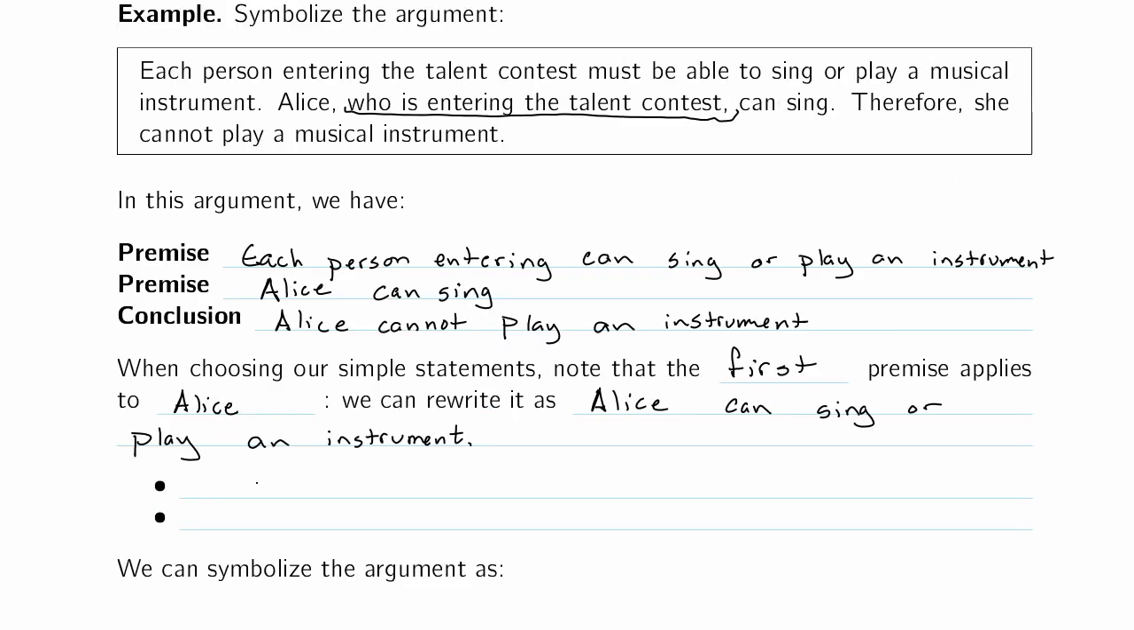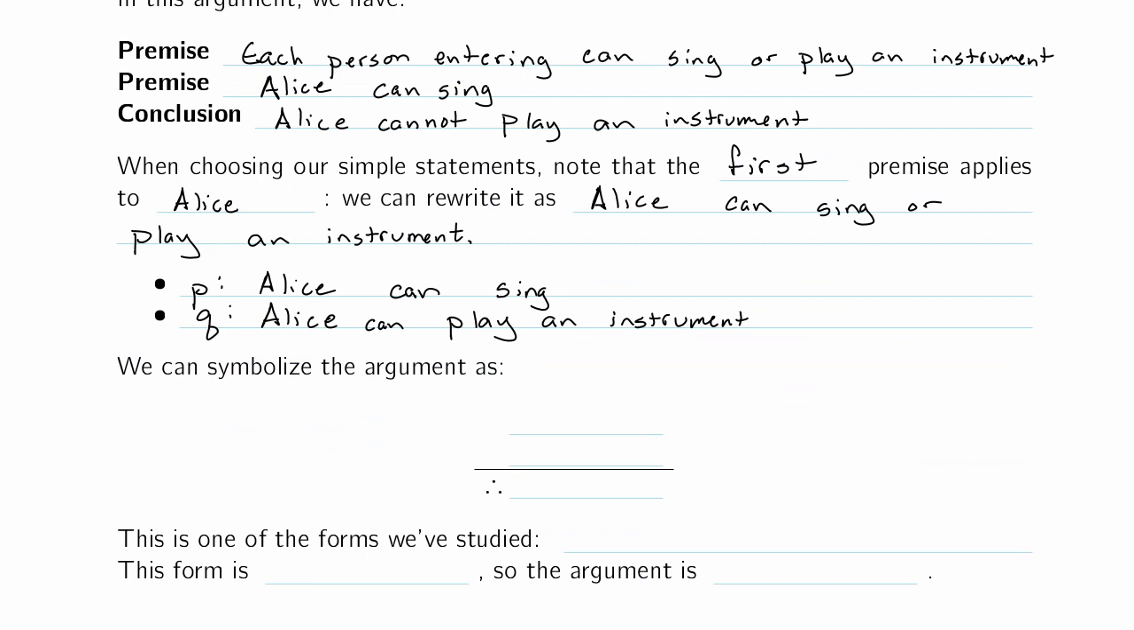That makes it easier to see that our simple statements are Alice can sing, that's P, and Alice can play an instrument, that's Q. We can symbolize this argument then as, well, the first premise is each person, including Alice, can sing or play. So the first premise is P or Q. The second premise is Alice can sing, so that's just P. And then the conclusion is that Alice cannot play an instrument, so not Q.